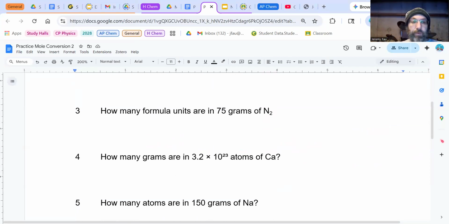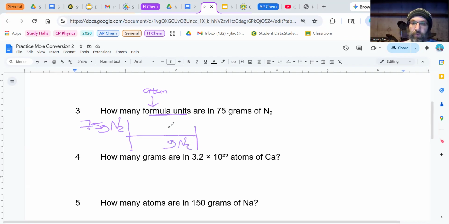Okay. 3, how many formula units? Same thing as saying molecules or atoms. All right, in 75 grams. This is a good one. So we're going to start with 75 grams of nitrogen. Now, we're trying to get to this, aka the atom, but we cannot directly go from grams to atoms. So we're going to put grams of N2 at the bottom.